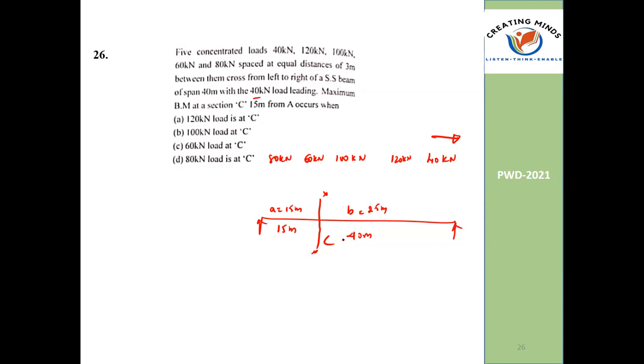Yes, which one? So someone give the answer. C or B? B, sir. Option B. So 100 kN at C? Yes, sir.